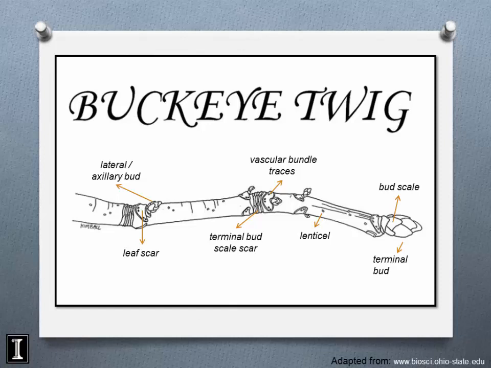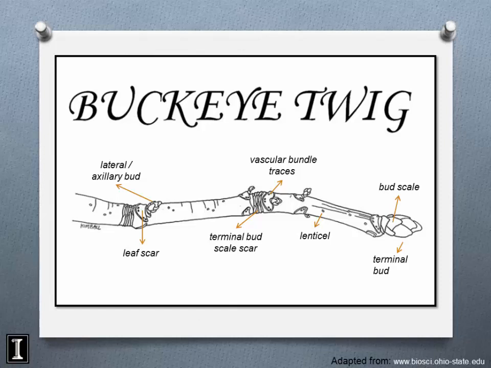Terminal bud scale scar. It looks like folded skin on a twig. Basically, the distance from here to here is one year's growth. You can see how fast your yard tree is growing by examining these terminal bud scale scars. The distance between those two is how much that particular twig grew in one year. So back in 2012 and 2013, if you measure your trees, a lot of them are 1 to 2 inches. It was a drought year. So you can kind of be a dendrochronologist and grow that tree backwards in time and find out what the climate was like.